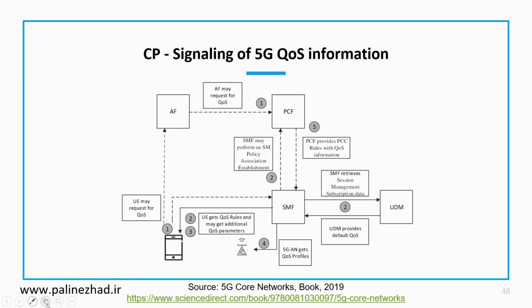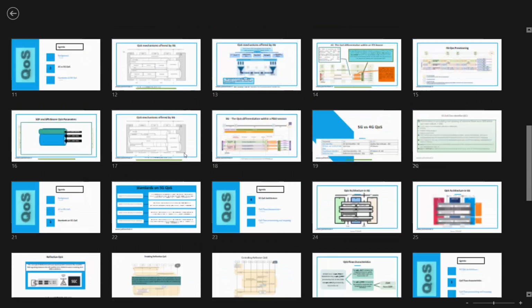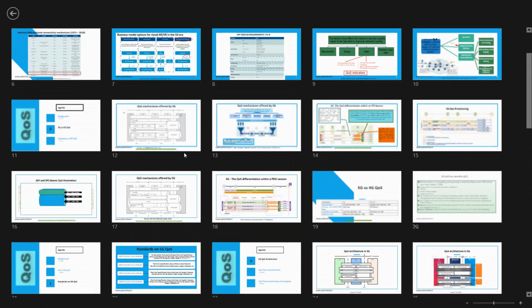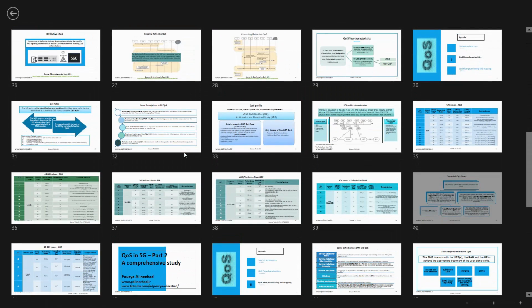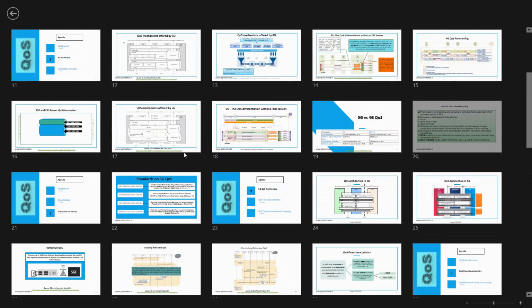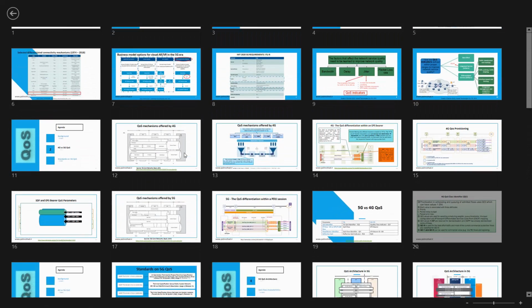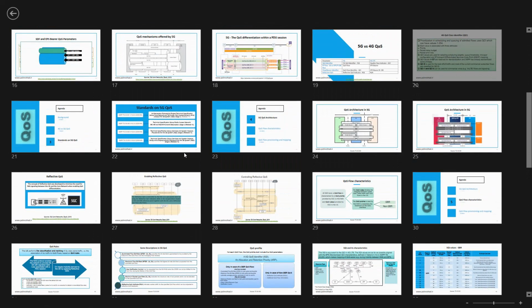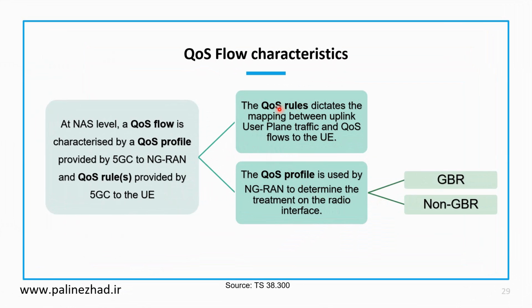If I go to previous slides where I defined QoS rule and profile, you see it. Let me see where it was. Here we have this one. Here you see we had QoS rules and QoS profile, and QoS rule is provided by 5G core to UE and QoS profile is provided by 5G core to NG-RAN.